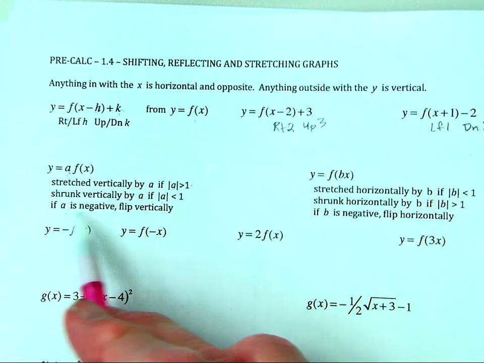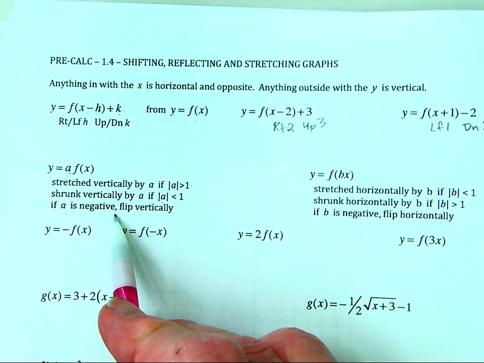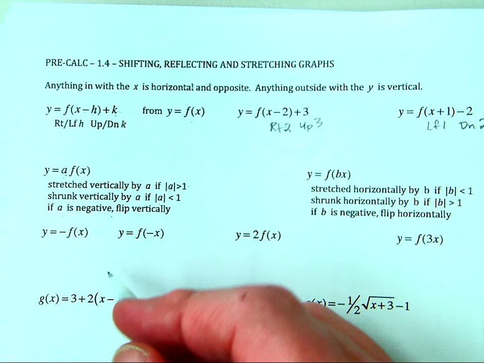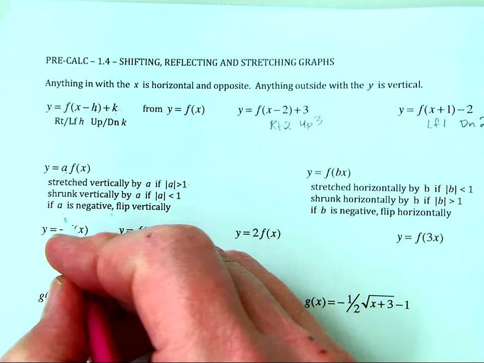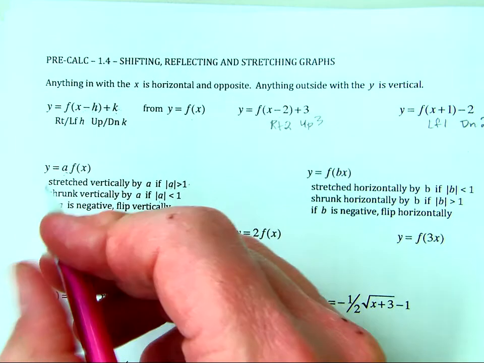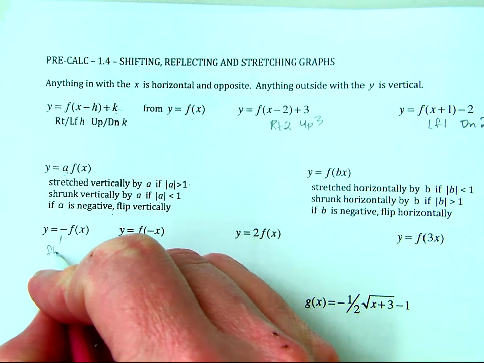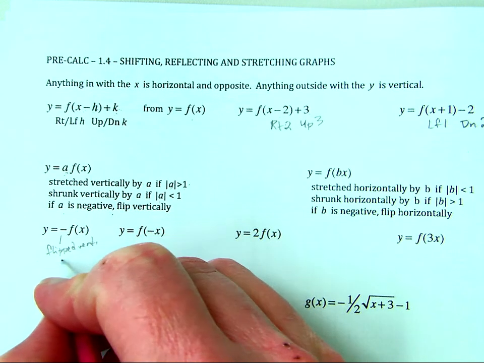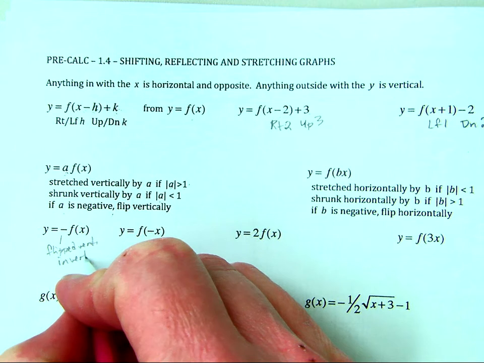And then if that number is negative, it's flipped vertically. So you change the sign of all the y coordinates. So if it says y equals negative x, that means this is flipped vertically. Or a lot of times they'll call that inverted. So it just flips the whole thing over.